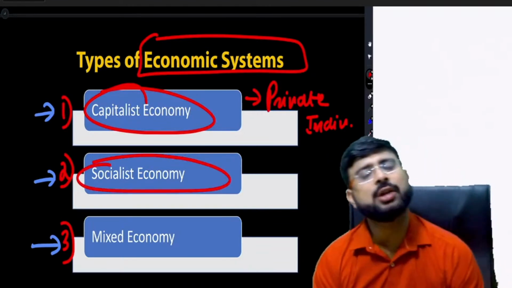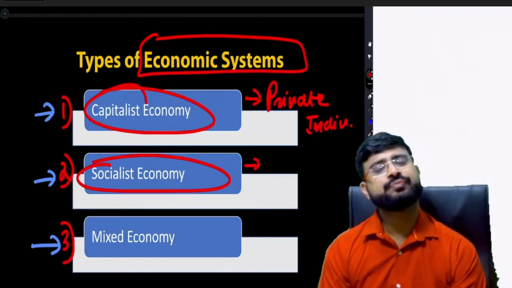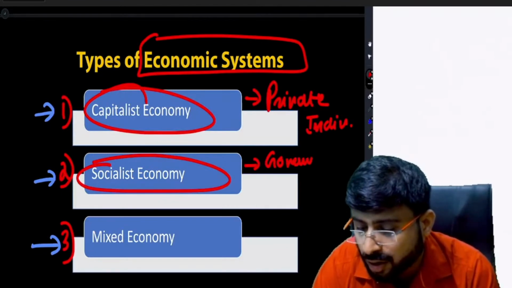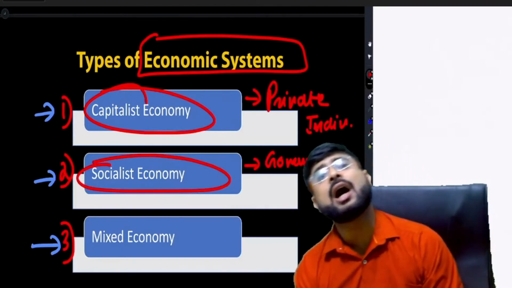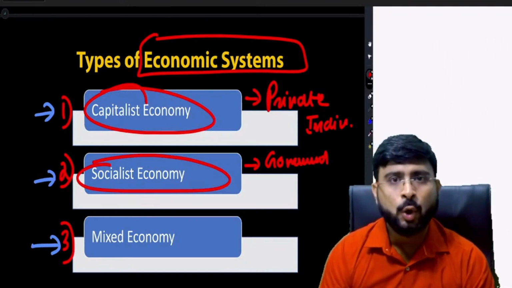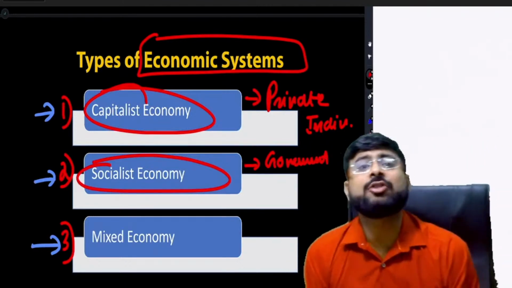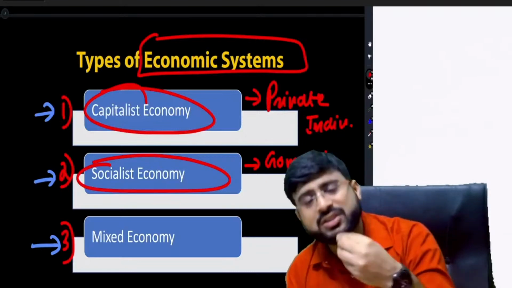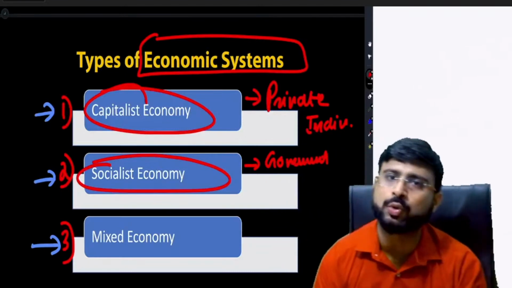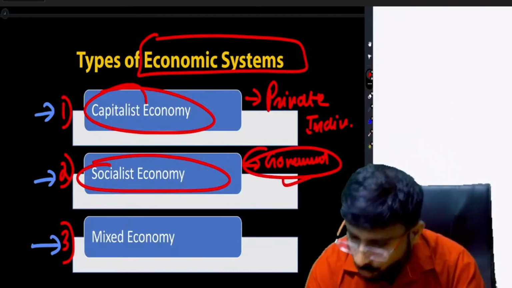Then we have socialist economy. Sir, what is a socialist economy? Everyone, it is an economy wherein the resources are owned mainly by the government. Much like China, where all the properties are the government's, there is no individual property. So you don't have your own house. It is the government who has given you the house, and whenever the government wants, it can take away that house from you. Government is taking all the decisions here. Government is the hero here.